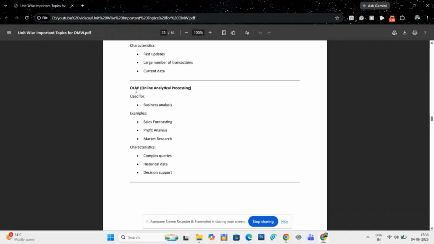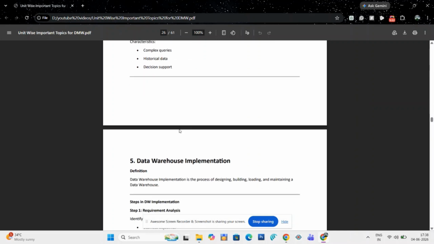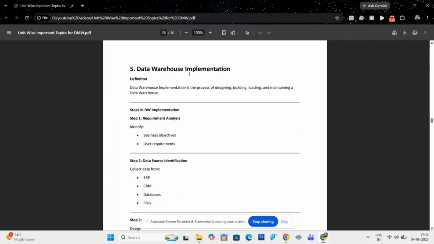And OLAP, online analytical processing, is used for business analysis. Examples of OLAP are sales forecasting, profit analysis, and market research. The characteristics of OLAP are complex queries, historical data, and decision support. The fifth concept is data warehouse implementation.